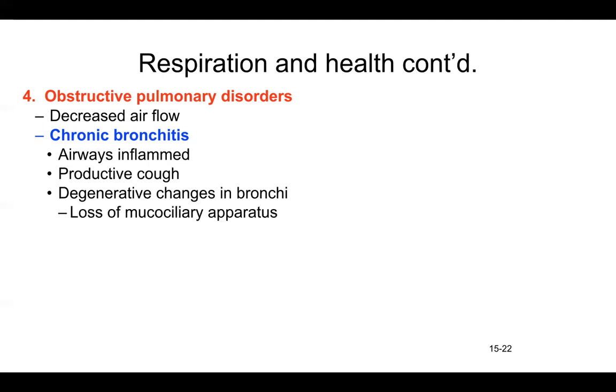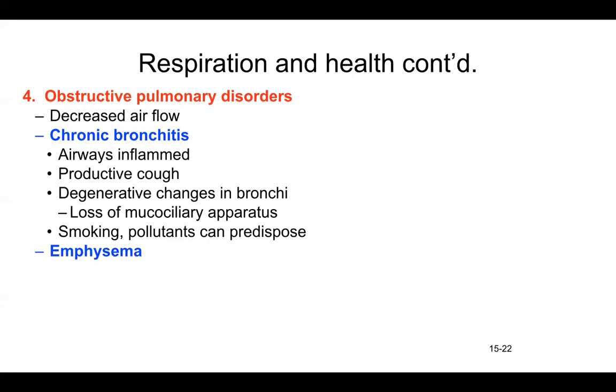They've lost the mucociliary apparatus, and it's very common for people who are smokers or are in the area of pollutants. So you can be predisposed to the condition of chronic bronchitis when you're a smoker or working around pollutants often.